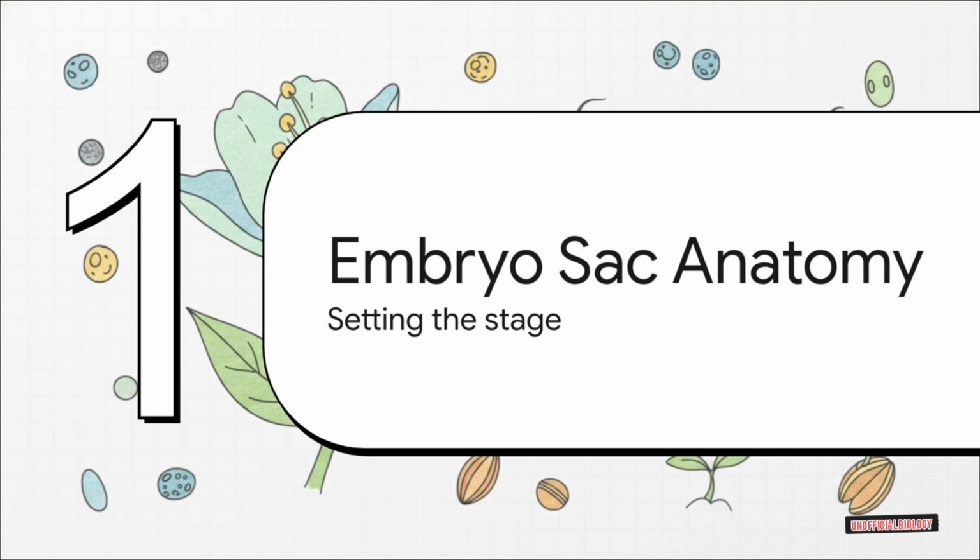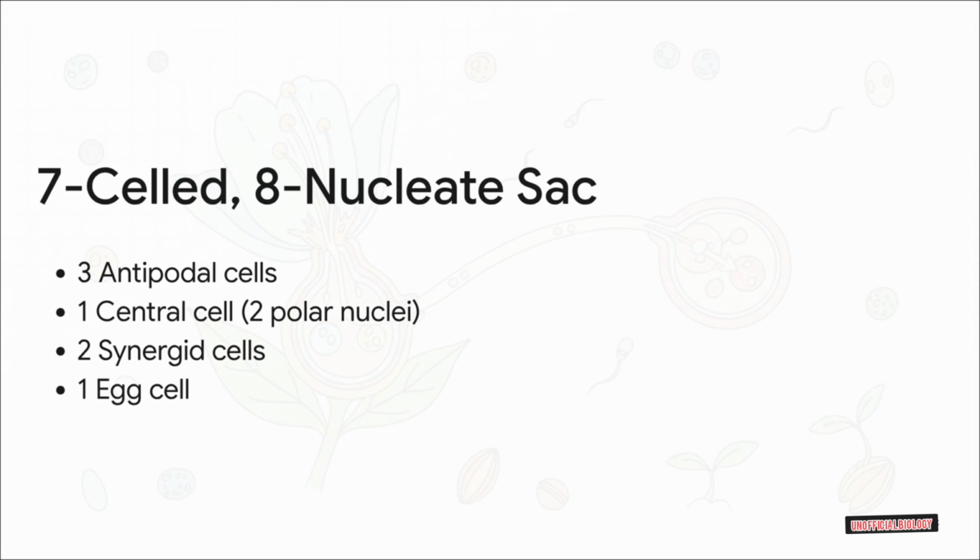All right, kicking things off with Section 1, the embryo sac anatomy. Here is an absolutely crucial detail for your exams. The mature female gametophyte, or embryo sac, is famous for being this 7-celled, 8-nucleate structure. Let's do the biological math together on this, right? Up at the top, the chalazal end, we've got 3 antipodal cells. These guys mostly just provide nourishment and then degenerate later.